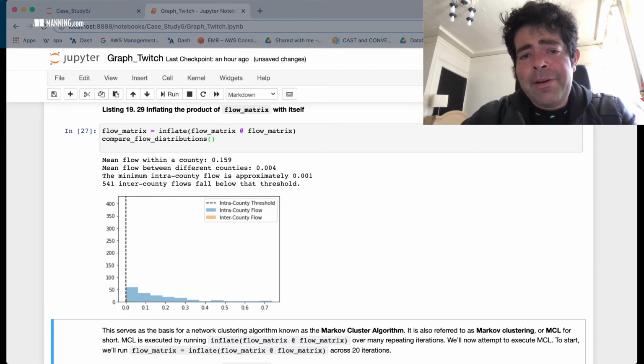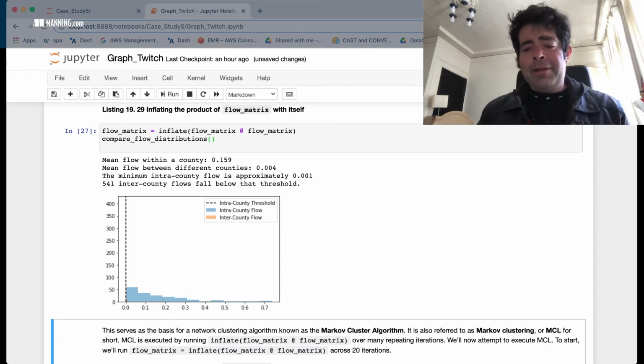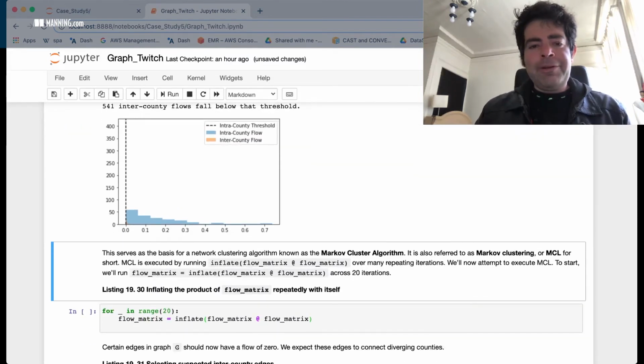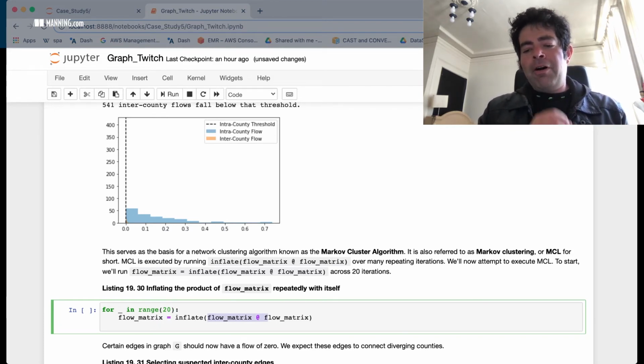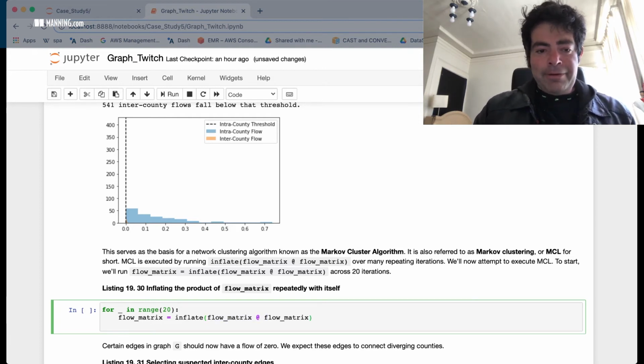It's 0.001, and 541 pairs of towns that are in different counties have a flow below that threshold. So a combination of inflation and matrix multiplication has worked. And here's the real kicker. If we do this long enough, if we repeat this over 20 iterations, multiplying matrices and inflating over and over again, eventually the flow of all of the pairs of towns that are in different counties should fall to 0.